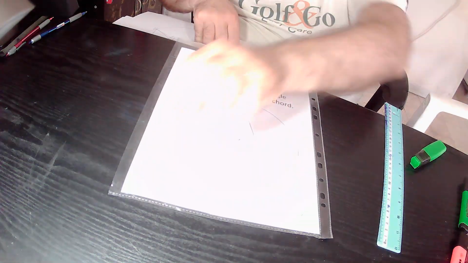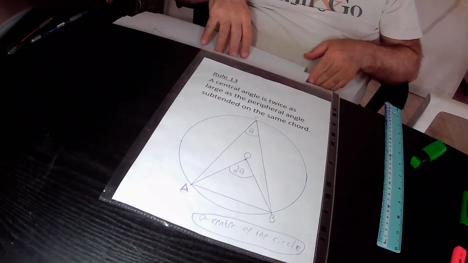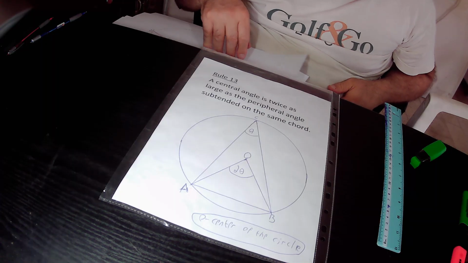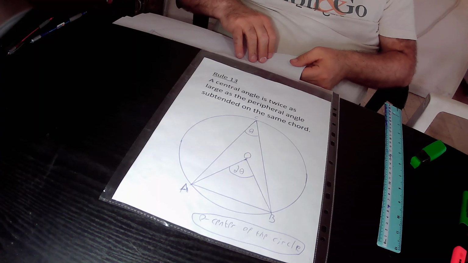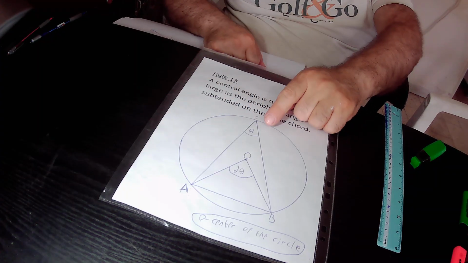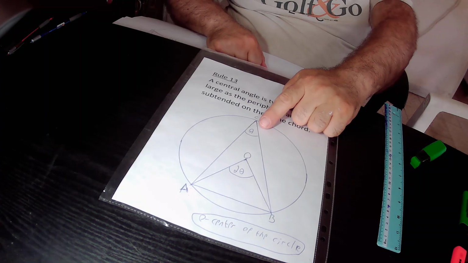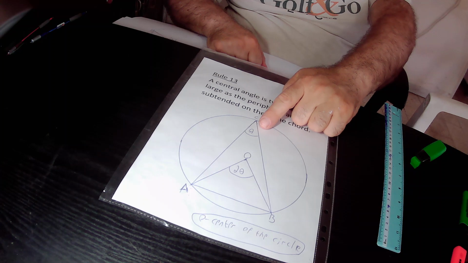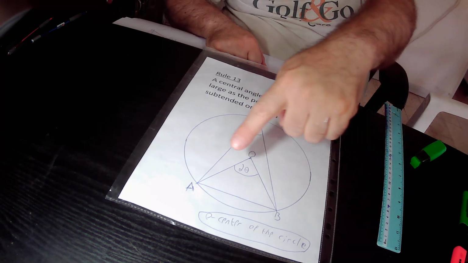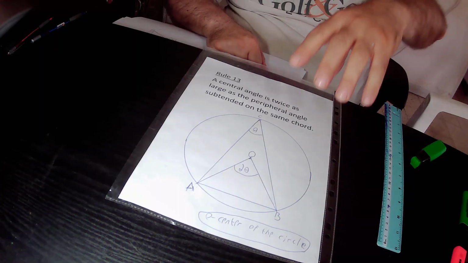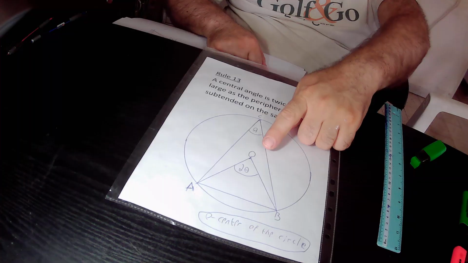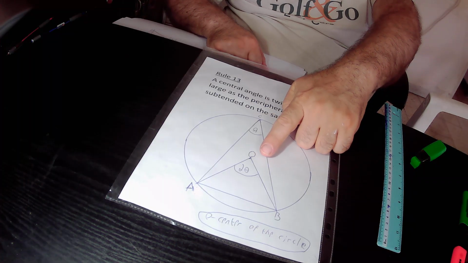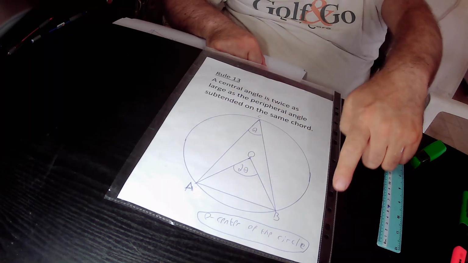According to Rule 13, a center angle is twice as large as the peripheral angle subtended on the same chord. So in the drawing we have a circle. Inside the circle we have peripheral angle ACB. The size of this peripheral angle ACB is theta, and it is subtended on chord AB. In addition, inside this circle we have center angle AOB. This center angle AOB is also subtended on the same chord called AB.